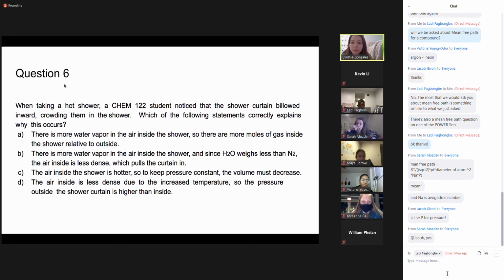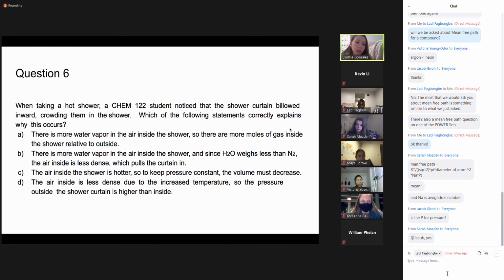Yeah, McKenna. My logic was, according to Avogadro's law, if we have more moles of gas, then we should expect the volume to increase, and the curtain doesn't billow outwards, so that one's wrong. Perfect.